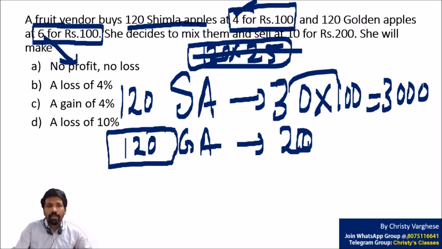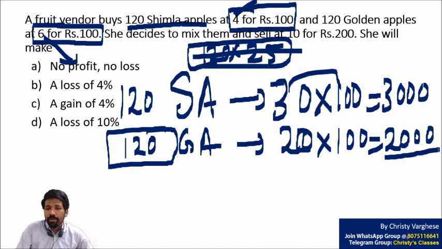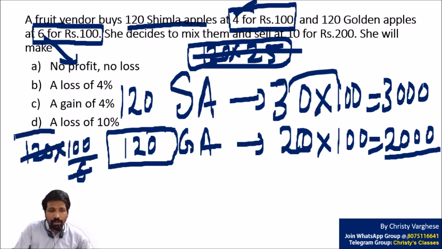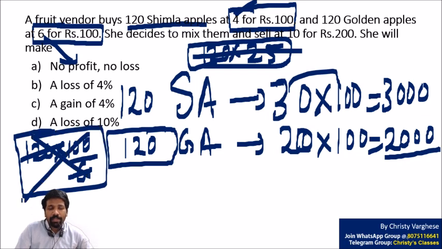As I told, I am not individually analyzing each apple. I am only analyzing the packet of 6 apples. One packet has 6 apples, so for completing 120 apples, you should buy 20 packets. Each packet costs 100 rupees, so 20 into 100, 2000 is the investment on golden apples. Again, if you use the individual price concept like in your school days, you will do 120 into 100 by 6. You will get the same answer, but you have to do the simplification and calculation. Unnecessary time wasting. Don't do that.